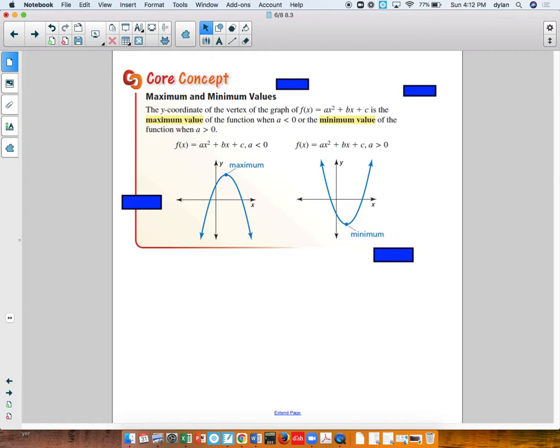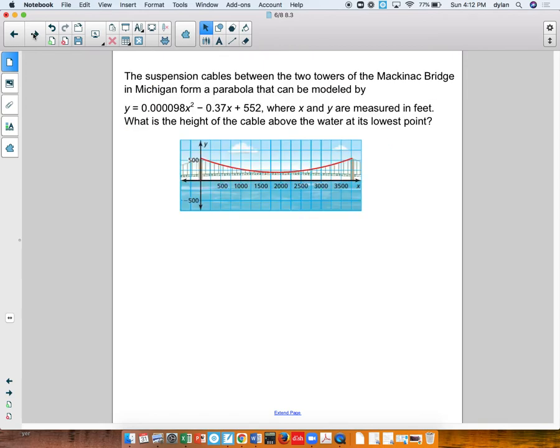So if you're doing your homework and you're looking at a word problem and it asks you to find a maximum, I want you to think in your head, oh, okay, that means I want to find the vertex. And similarly, if they ask you to find a minimum, you're going to think to yourself, okay, they want me to find the vertex. So let's look at an example of this both by hand and on a calculator.